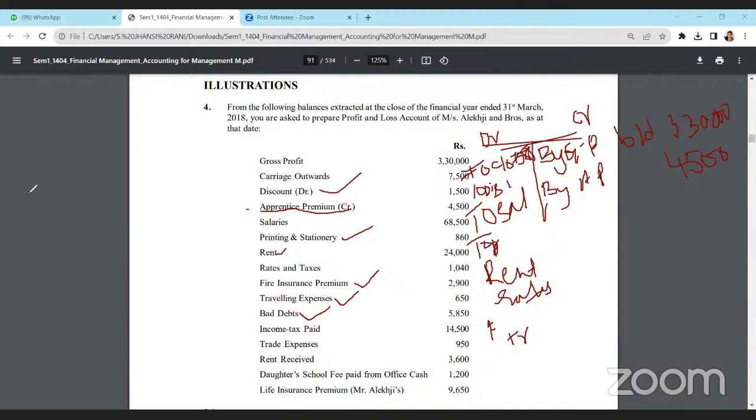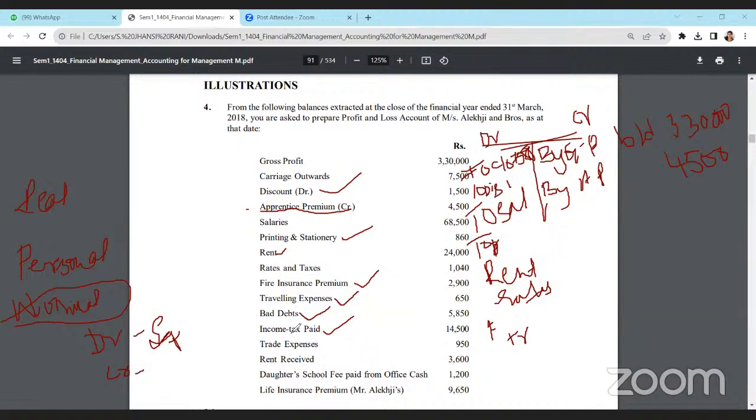All losses and expenses, it's very simple. If you remember the rules, real account, personal account, and nominal account, these three rules are applicable whenever you prepare any accounts. Everything in accounts is based on these three rules only. So here, income tax paid, tax we are paying. As per nominal account, all expenses and losses should be debited. All incomes and gains should be credited. This rule is applicable over here.